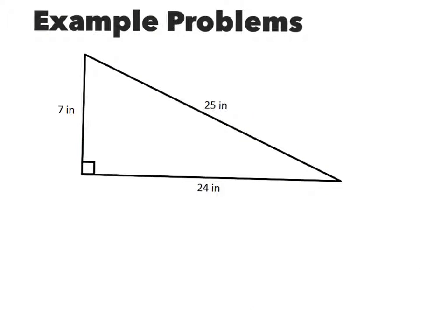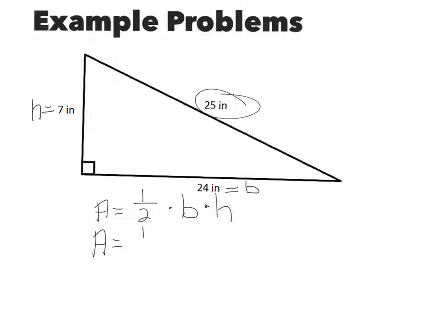Now let's take a look at some example problems. The first thing I recommend you do every problem is write your formula out: A equals 1/2 times base times height, even though you have your formula sheet. Then the next thing I would do is, okay, what is my base? This 24 inches is my base. It's the bottom of the triangle. And it has a height of 7 inches. This 25 is called a hypotenuse, but it is not the height because it is slanted. So now we are going to plug in the numbers. We have 1/2 times my base, 24, times my height, 7.